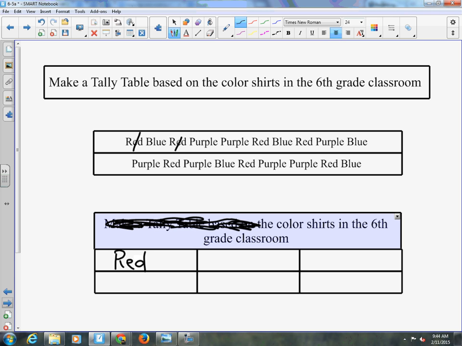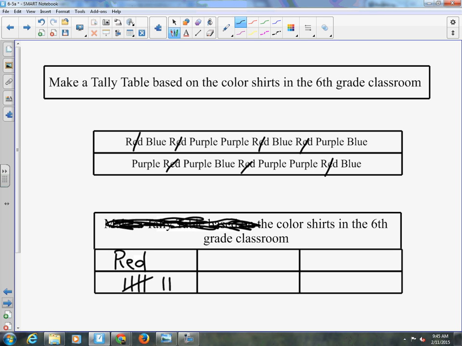1, 2, 3, 4, 5, 6, 7. So basically what we would do is I'd look in a classroom, I'd count out 1, 2, 3, 4, 5, 6, 7. And I would do this. I would not do this. That's not a tally. I would make a tally mark. I would go 1, 2, 3, 4, 5, 6, 7. Why do I make that little cross there? Why do I cross that tally table? Why?